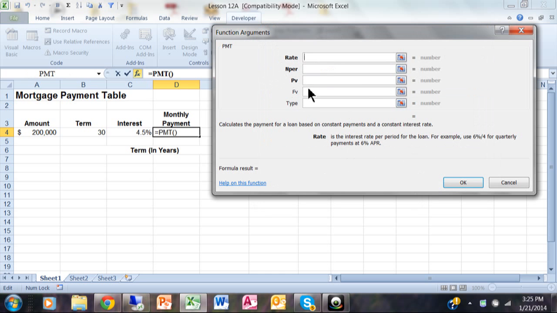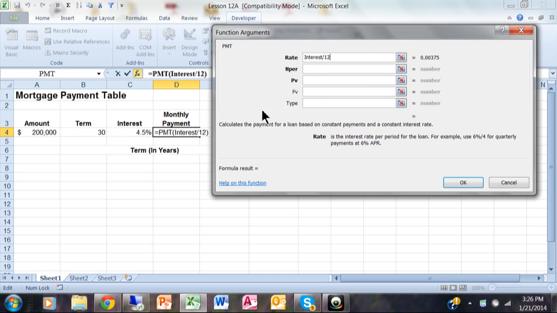So now notice how there's a screen with the function arguments, and there's five function arguments, but I just usually use the top three. And by the way, this screen is indicating that the top three are required because they're in dark black, and the ones that are in light black are optional. And I just use the top three anyway. So the rate is going to be the interest rate, except it's looking for a monthly interest rate, really. So we're really going to take the interest rate that's here and divide that by 12.